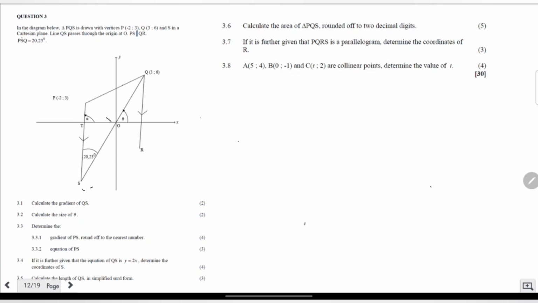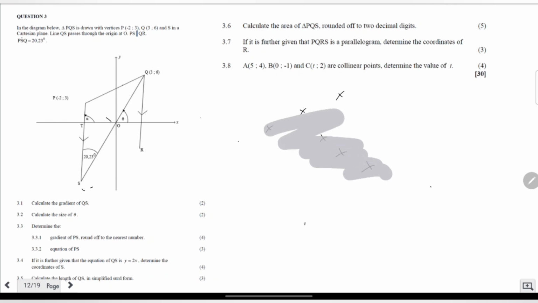Okay, now coming to 3.8. It's a very usual question. A, B, C are collinear points. Determine the value of t. This question also we can do in different ways. First, we need to know what collinear points means. Collinear points means these points are staying on the same line. If you plot these points, you will get them like this always. You see that one? They are on a straight line. If you draw a line, that line will pass through these three points. They lie on a straight line.